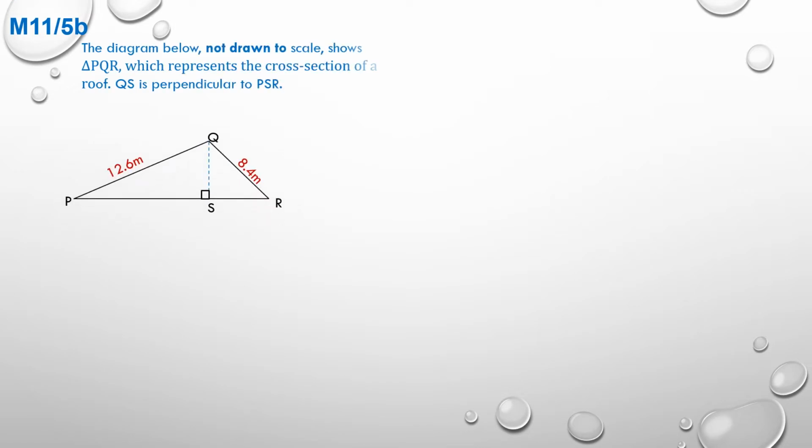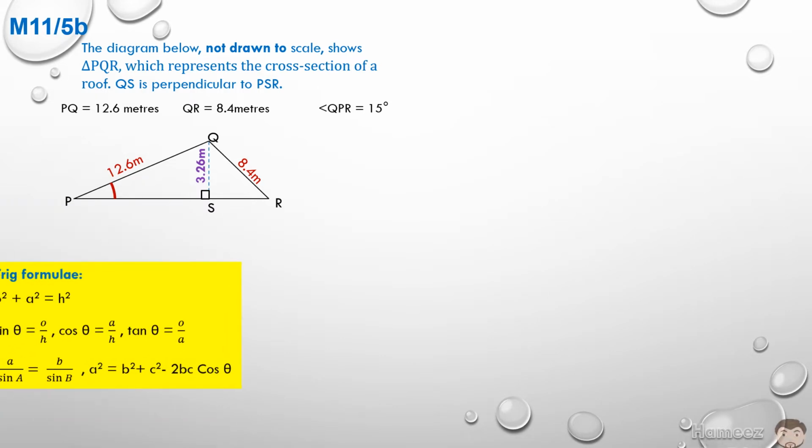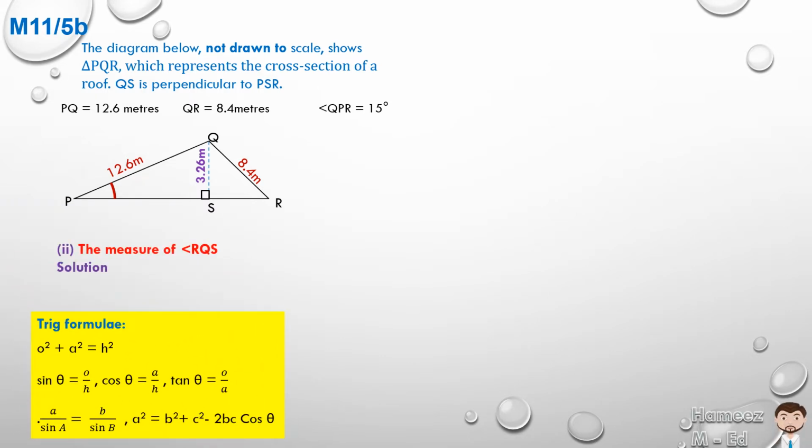As we continue with part 2 of the question, let's include in the diagram 3.26 meters for QS. Now part 2 asks us to measure the angle RQS. So if we extract that triangle and put in the information we know for the angle that we're looking for, that's the angle in the middle letter, the angle at Q.